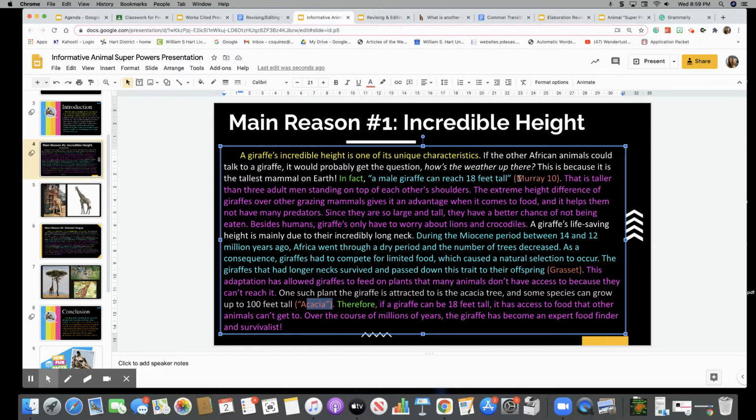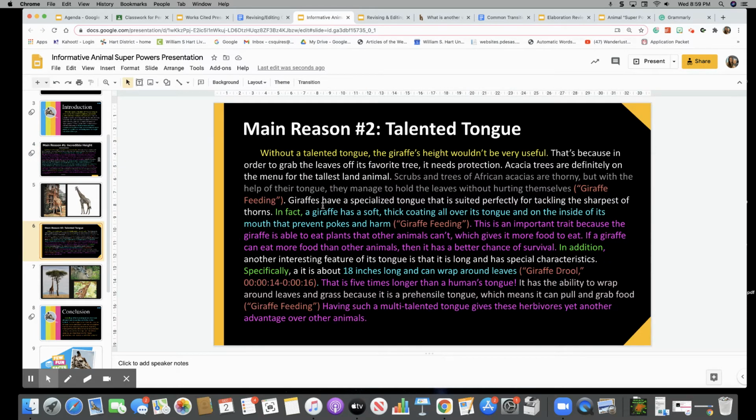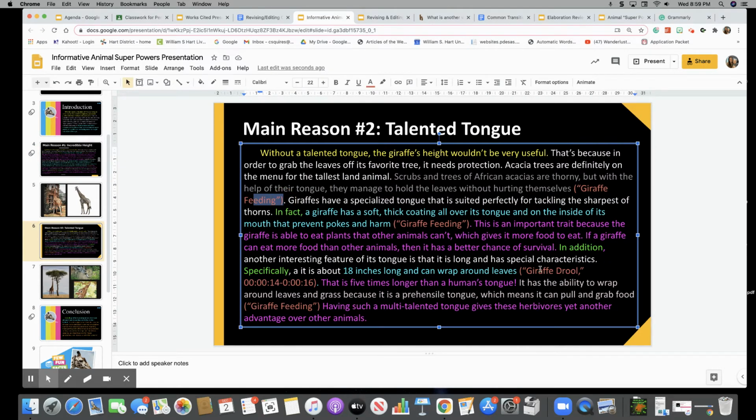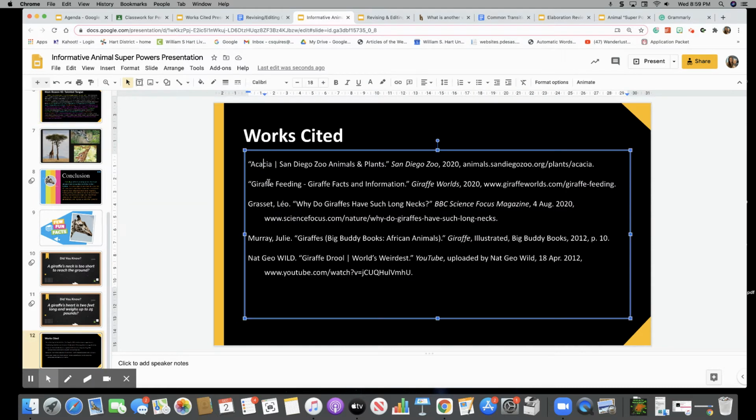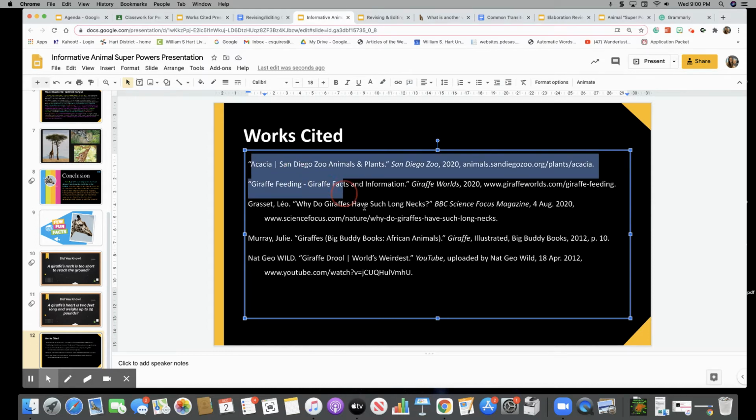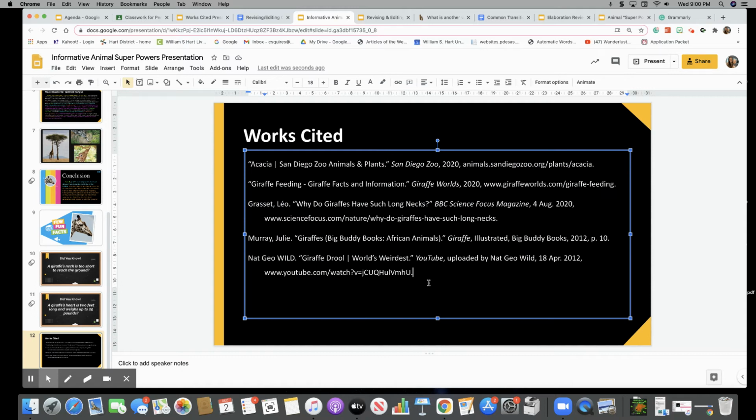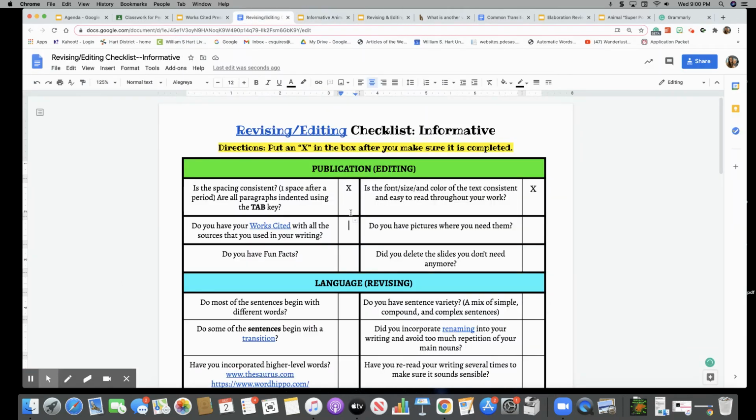So if I go through, I should see Murray, page 10, Grasset, I should see Acacia. I should see these things show up in your works cited, okay? And so when I look, I should see, yep, you've got all 5 there. Okay, those are the 5 that you used in your body paragraphs, and they're all there for your works cited, and the works cited is done correctly. All right, so that's what I would want to make sure is done.